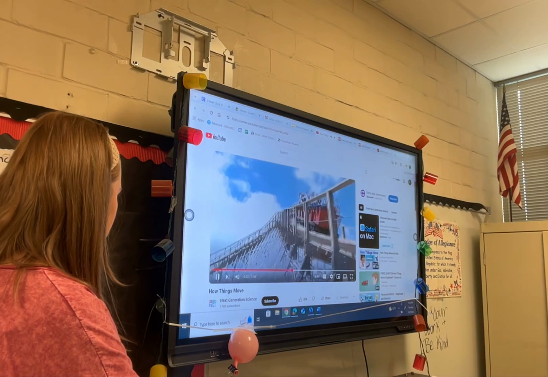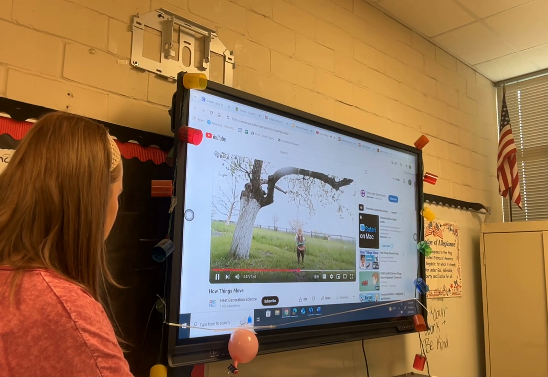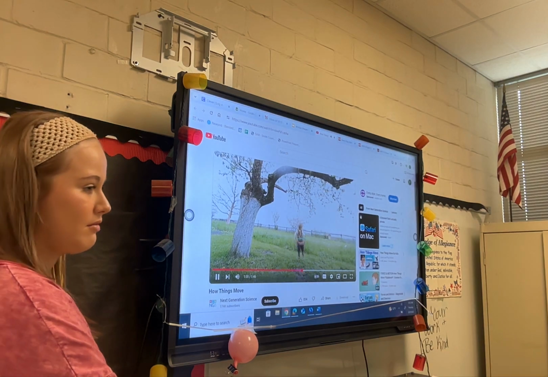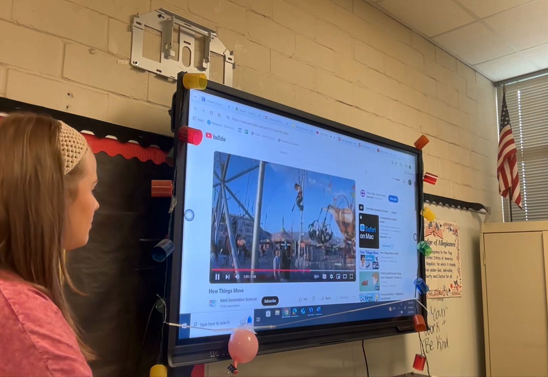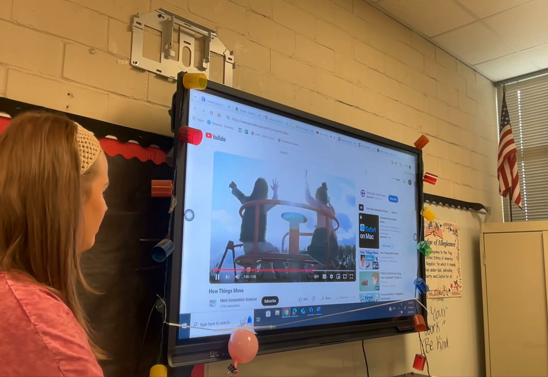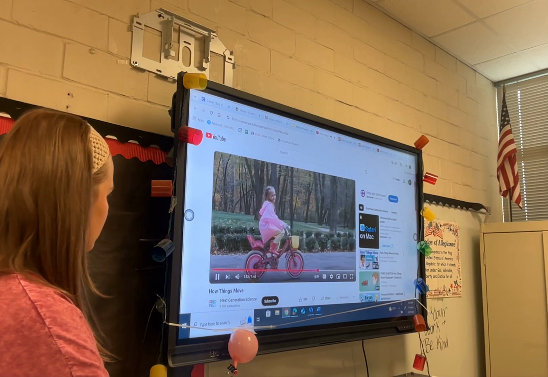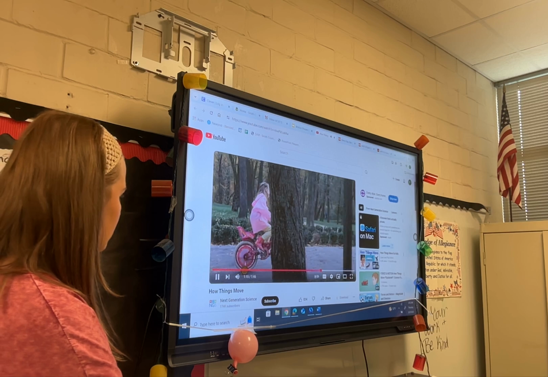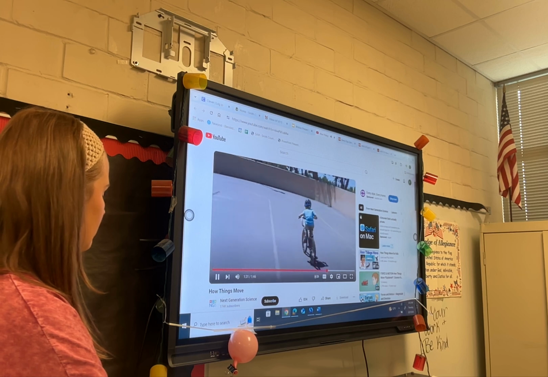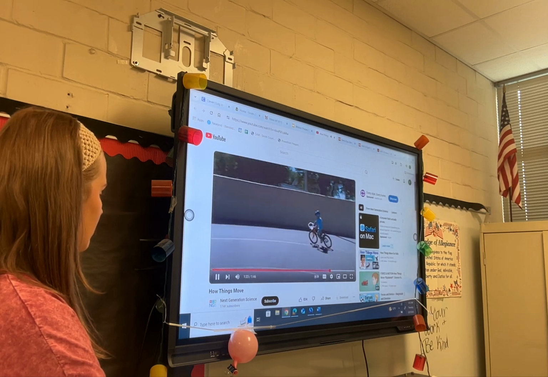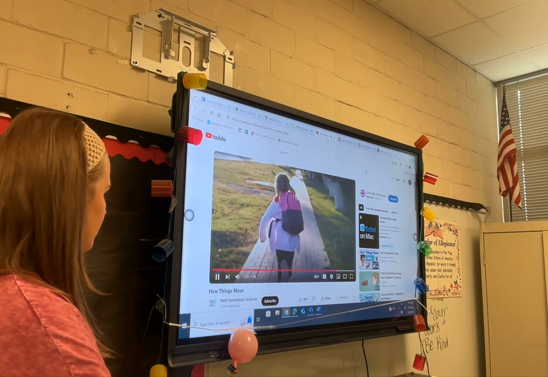Things can move in different directions. They can move back and forth. Up and down. Or round and round. Things can move at different speeds. They can move slow or fast. How can you describe the way things move? Catch you later.